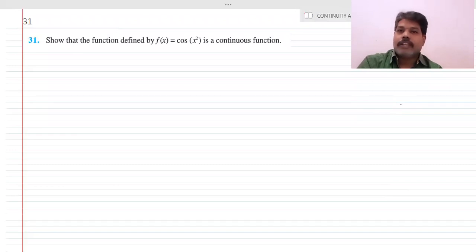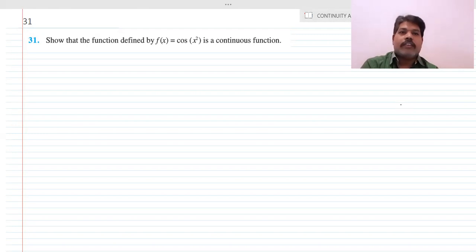The theorem is: if g and h are two real continuous functions, g is continuous at c and h is continuous at g of c, then h circle g is a continuous function. That theorem we are going to use here.